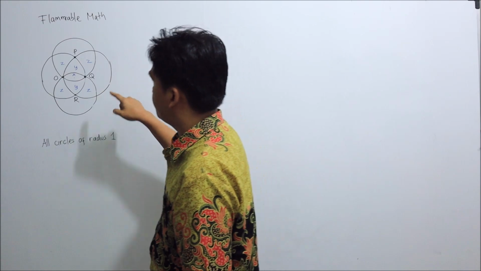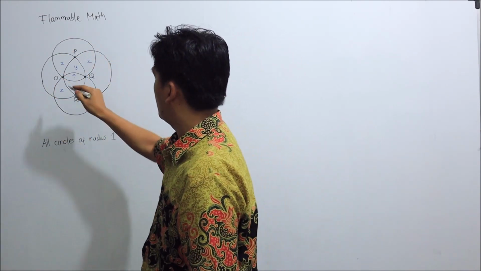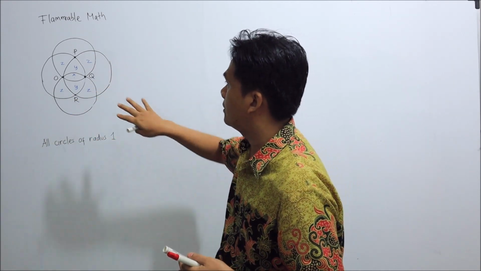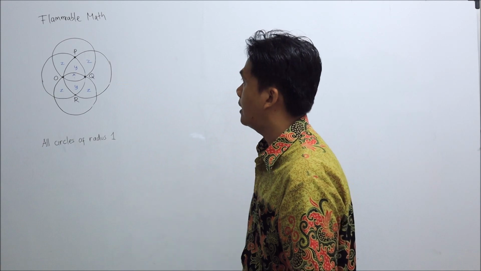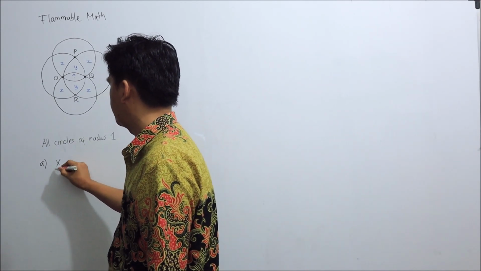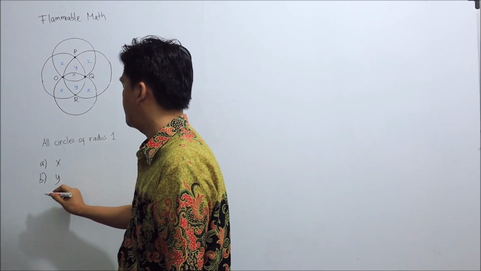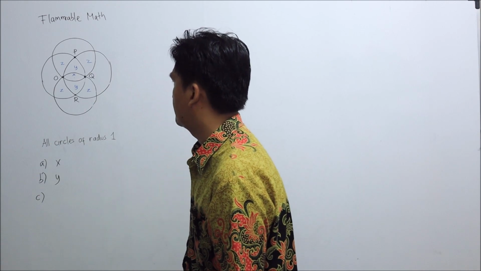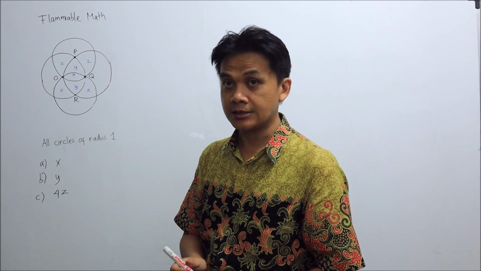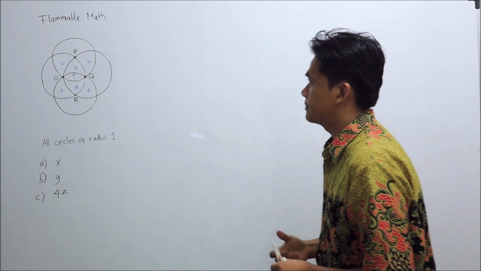So we have four circles of radius 1, and O, P, Q, R are the centers of all these four circles. And then we are looking for, first, the area of X, and then next the area of Y, and the last one we want to find is 4 times the area of Z. Okay, so let's look at this problem.